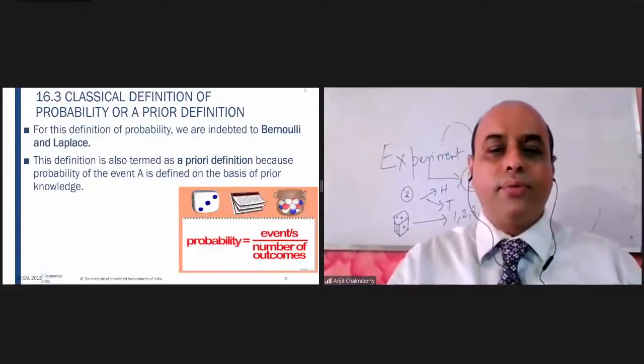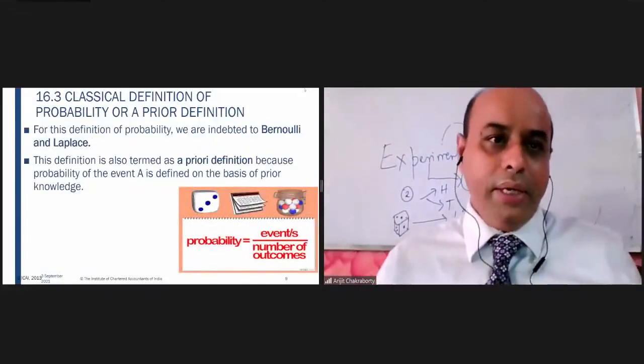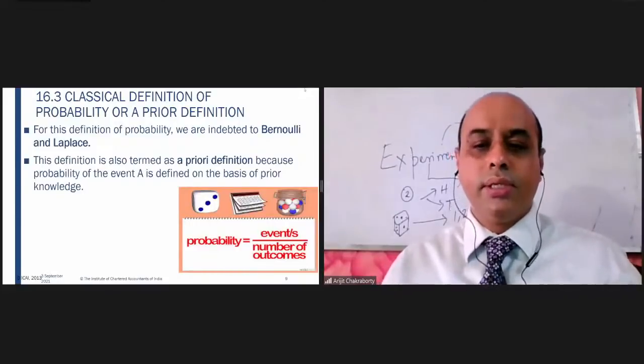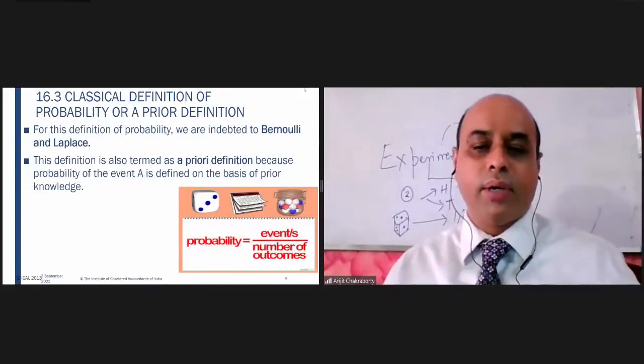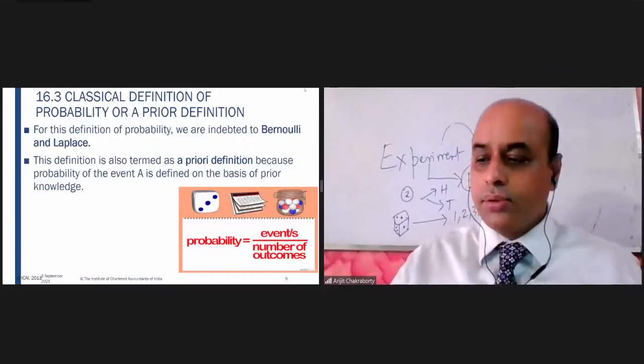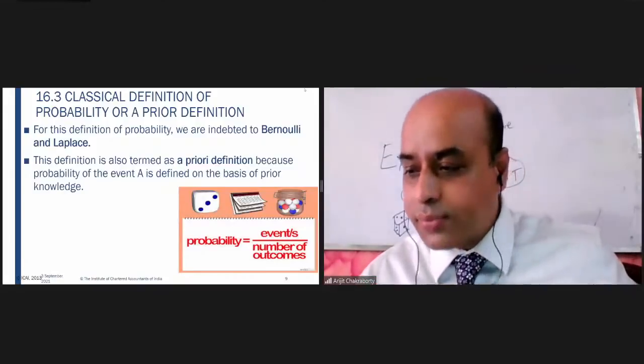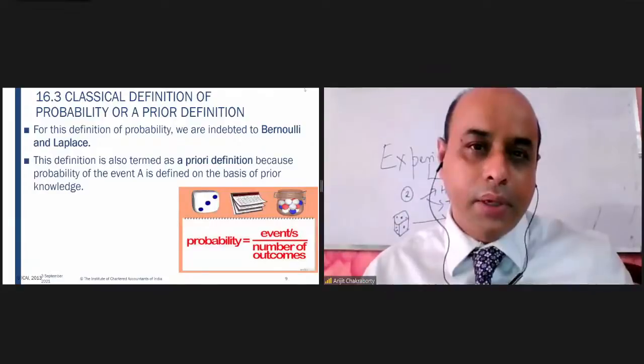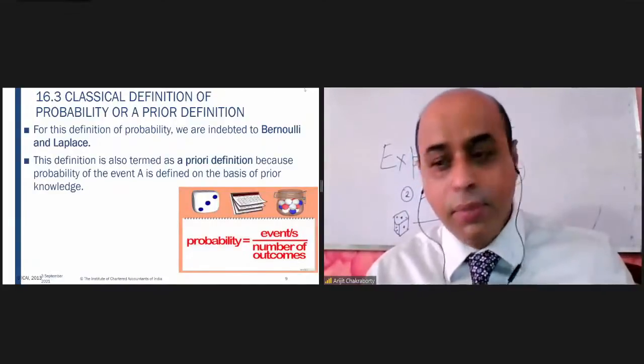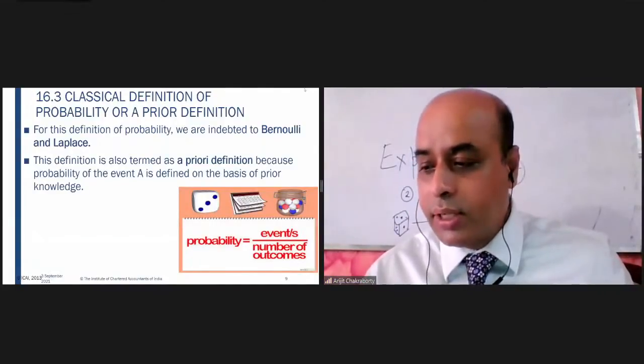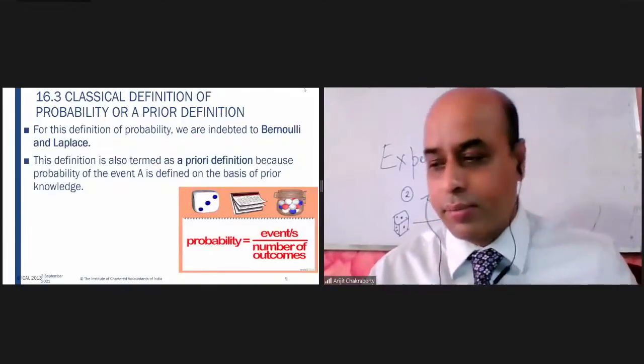So now the definition and the formula. The formula is the number of events divided by the number of outcomes. So we can say that it is nothing but a fraction. That means a fraction has a numerator and a denominator.